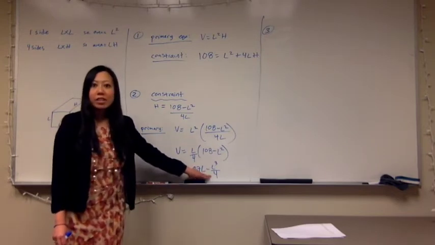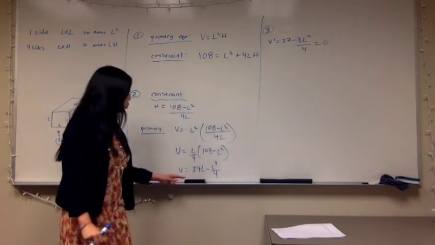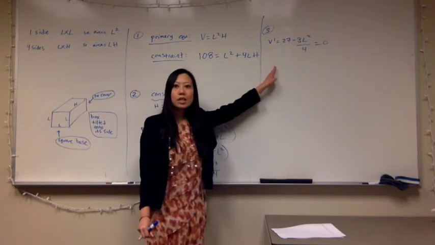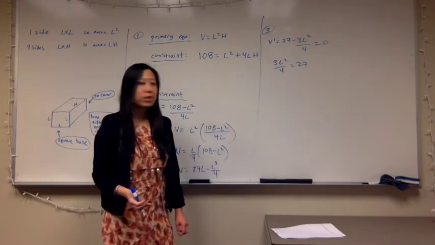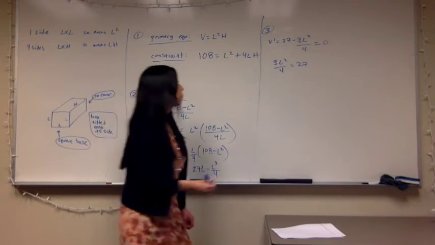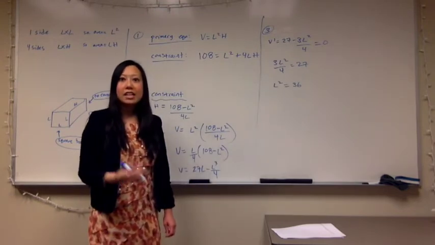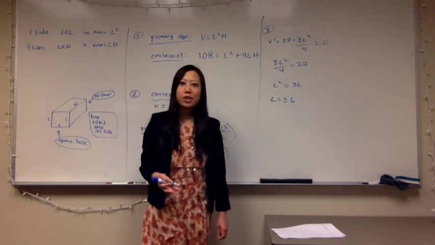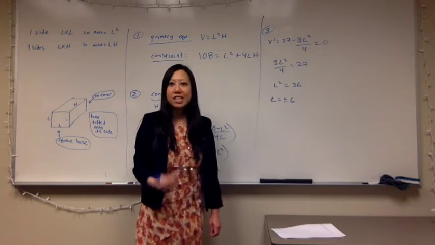Now I'm ready to take the derivative because now I just have one variable. I take the derivative: 27 minus 3L squared over 4. I set that equal to 0, and now I solve for L. 3L squared over 4 equals 27. Now I get L squared equals 36. Now I solve for L. It's just like the last problem, we know that the length of a box cannot be negative, so we reject the -6 and it's just L equals 6.